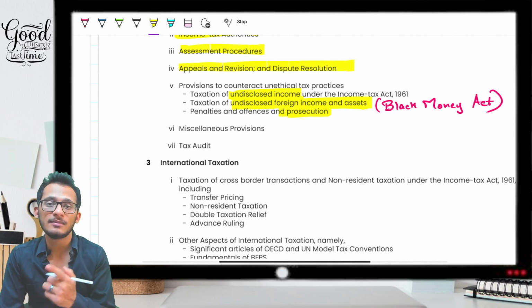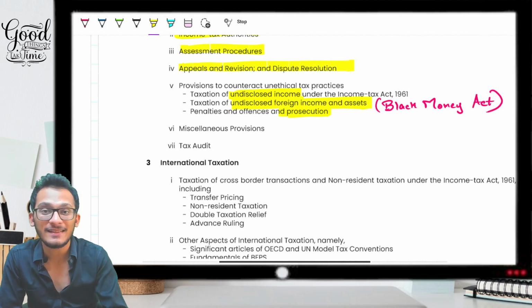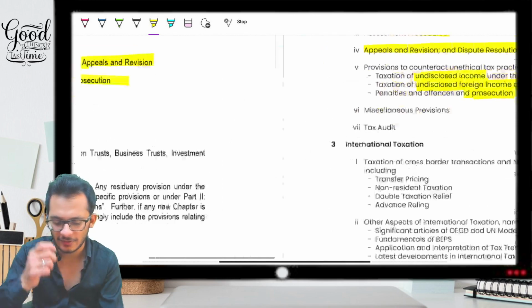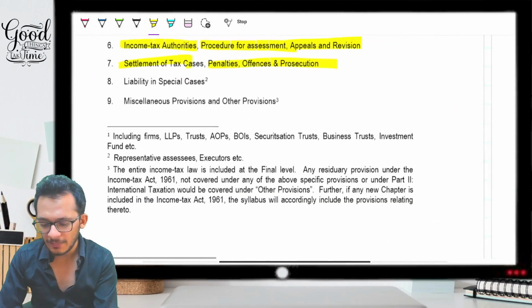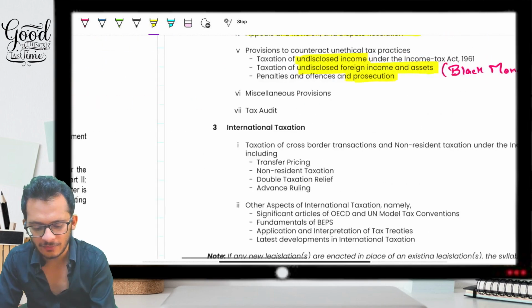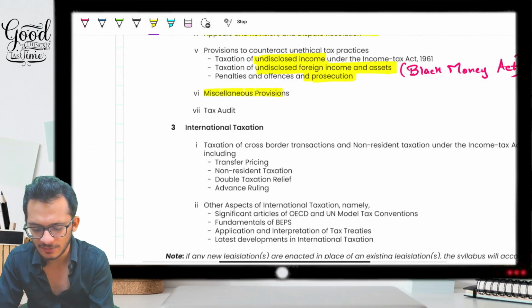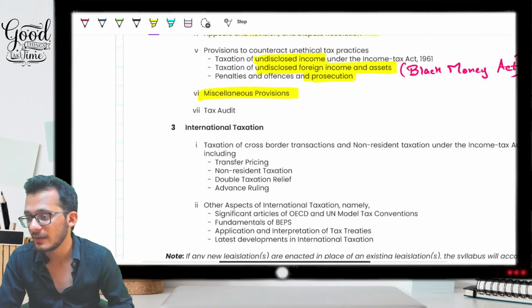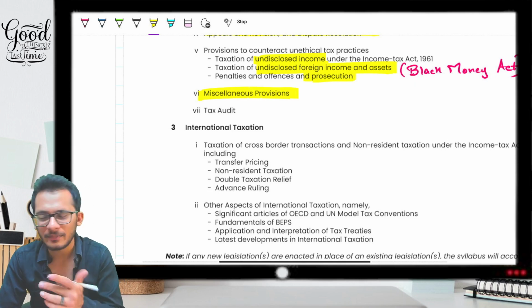Undisclosed income in the old syllabus was a part of your first chapter. In basics of income tax itself, they covered it. Now they have given it to you separately. Liabilities and special cases, miscellaneous provisions and other provisions. Now they have not clarified what liabilities and special cases are. Miscellaneous provisions is the whole thing which they are giving. Ideally, if you ask me, everything is going to be the same.